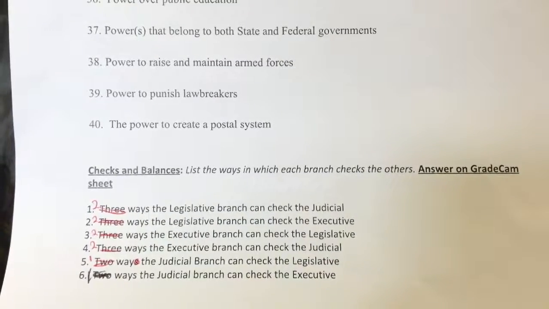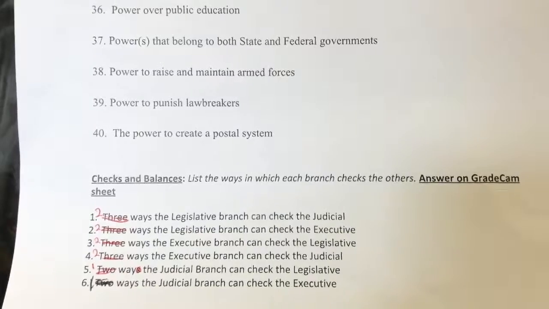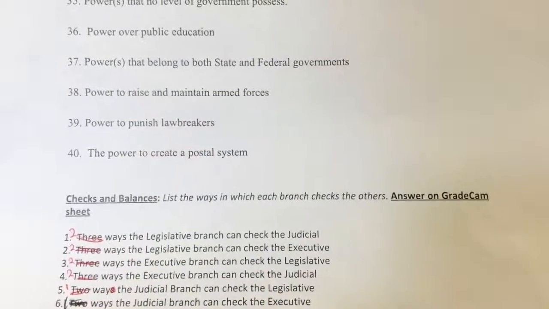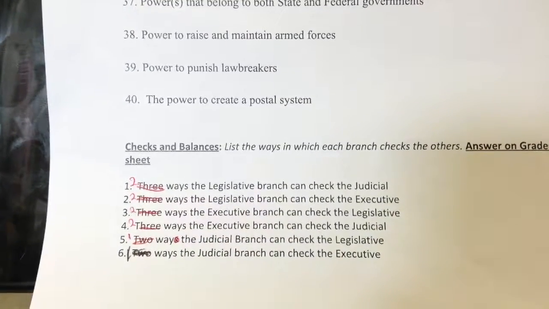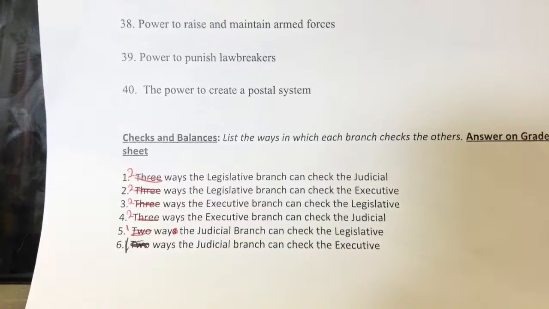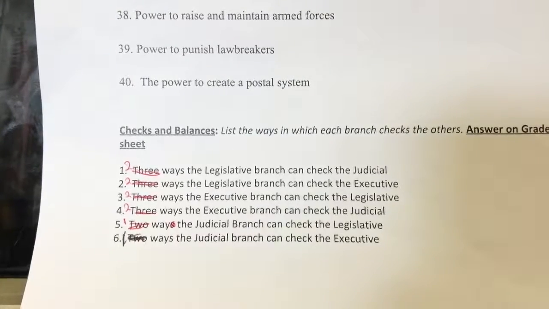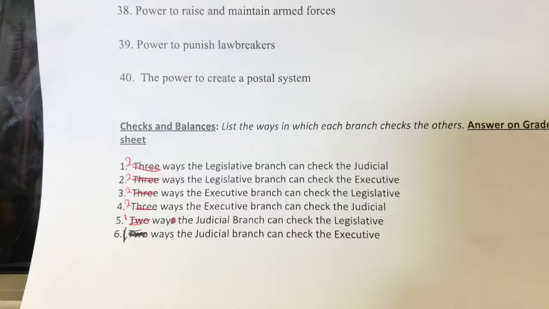The next section is about checks and balances. This is the way in which each branch checks the other. Number 1, two ways the legislative branch can check the judicial. Number 2, two ways the legislative branch can check the executive.